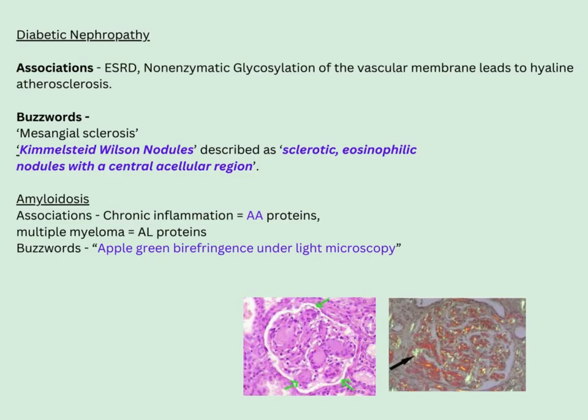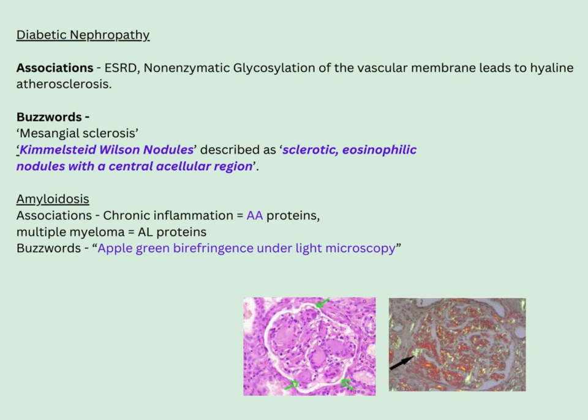And finally, the two other types of nephrotic syndrome include diabetic nephropathy, and this typically presents as Kimmelstiel-Wilson nodules under light microscopy, which can also be described as sclerotic eosinophilic nodules with a central acellular region, and also amyloidosis, which is associated with chronic inflammation and can have AA proteins, or multiple myeloma, which could present with AL proteins.